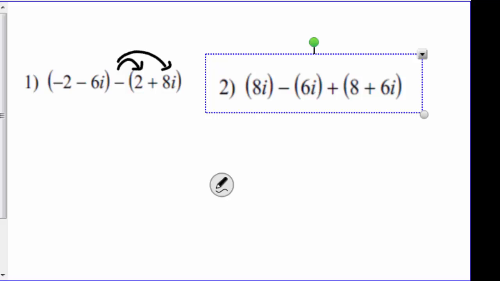Remember, to subtract, you need to distribute the negative sign through, and then you just combine your like terms with the real and the imaginary parts. So we would end up with a negative 4 minus 14i. Make sure you write it in the form a plus or minus bi.